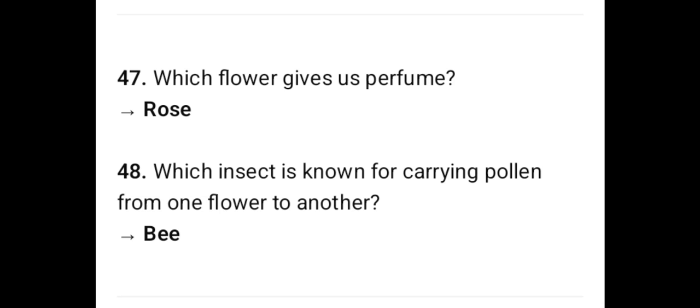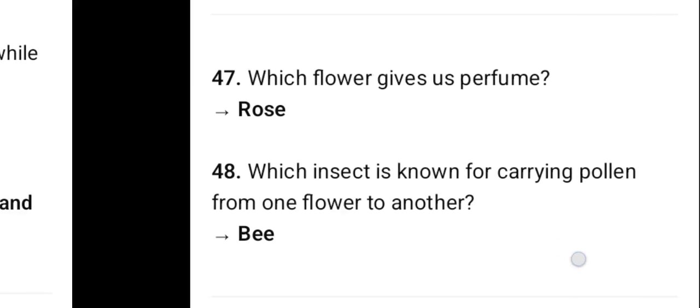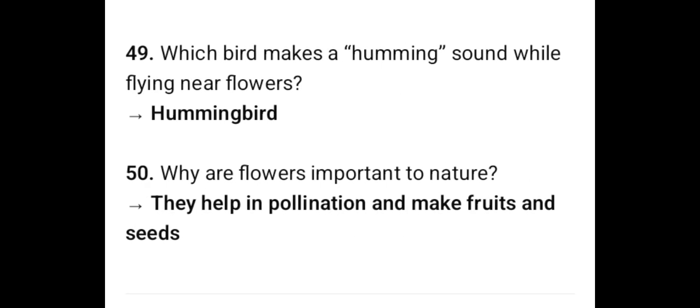Which insect is known for carrying pollen from one flower to another? Bee. Which bird makes a humming sound while flying near flowers? Hummingbird. Why are flowers important to nature? They help in pollination and make fruits and seeds.